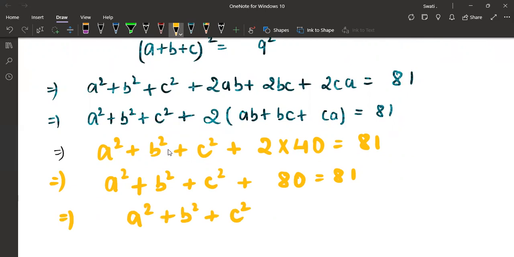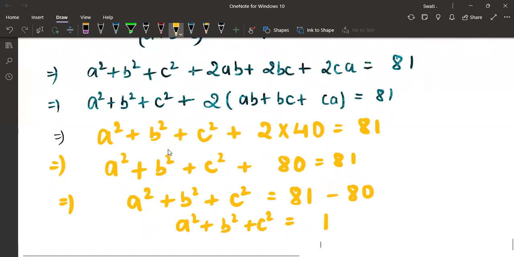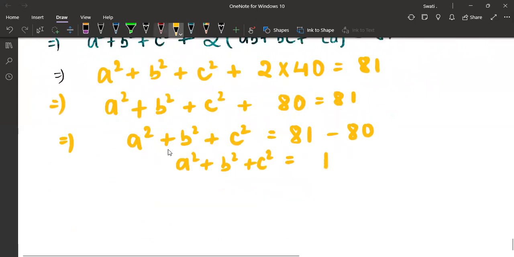So therefore, we got the answer for a square plus b square plus c square. I hope you know that because we want the answer for this, we are going to shift plus 80 to the other side. That means plus will become minus. This will become 81 and this plus 80 will become minus 80. And therefore, we got the answer a square plus b square plus c square equals 1. This is what we wanted to find. And that is our final answer.